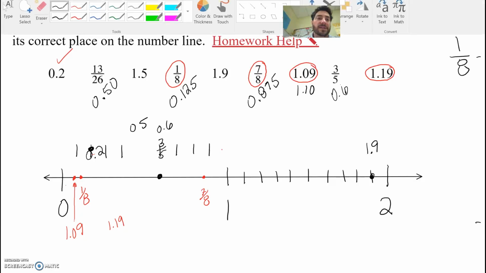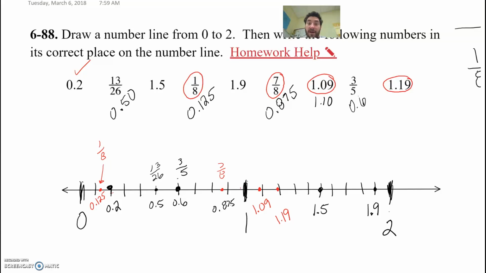Whoa, I don't know where all that stuff went. That's a bummer. Let me pause and see. All right, I don't know what's happening, but things keep getting erased and just disappearing. So we're going to try to get through this.